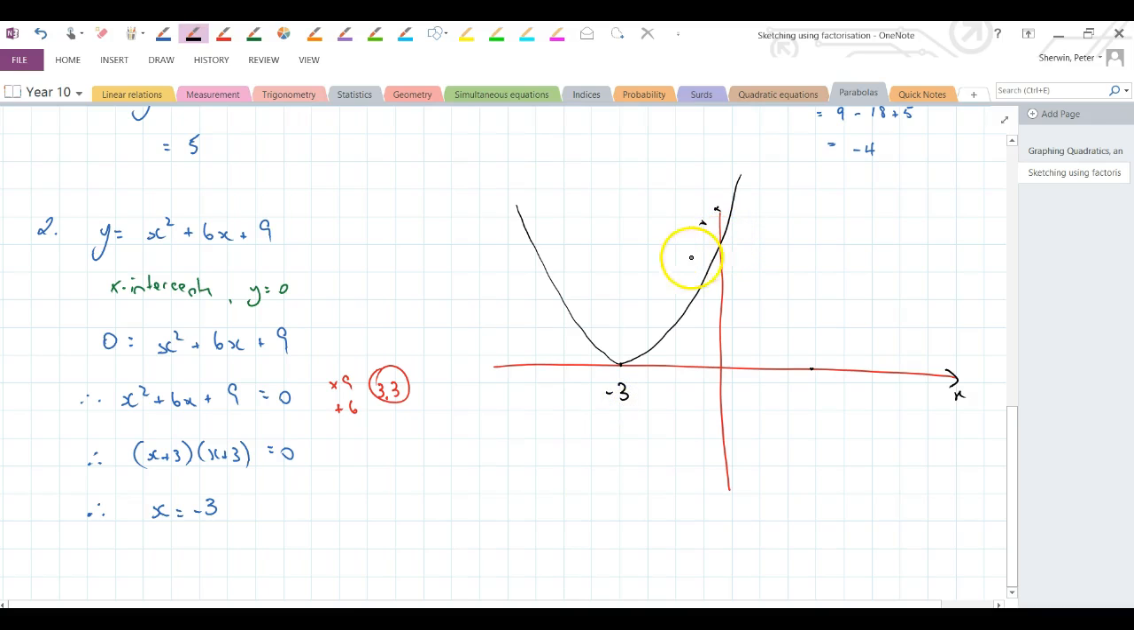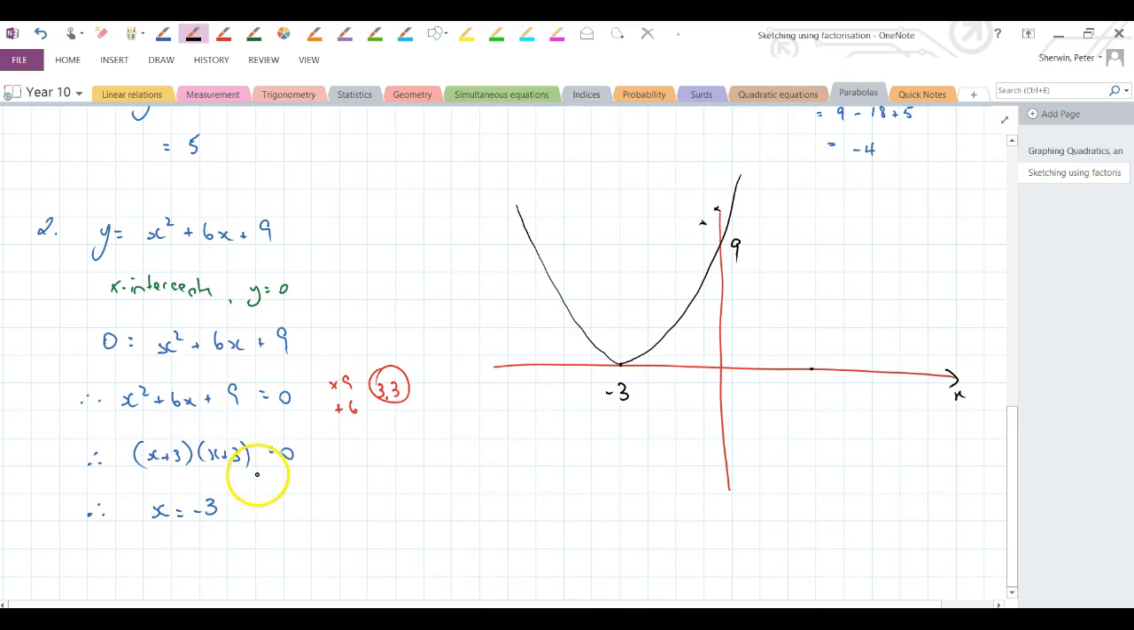What's my y-intercept? I make x equal to 0. Look at that, 0 plus 9. So it's just 9 up there. I've got my turning point because it's right on the axis at minus 3, so I don't need to calculate it. So we're done. So that one's really quick.